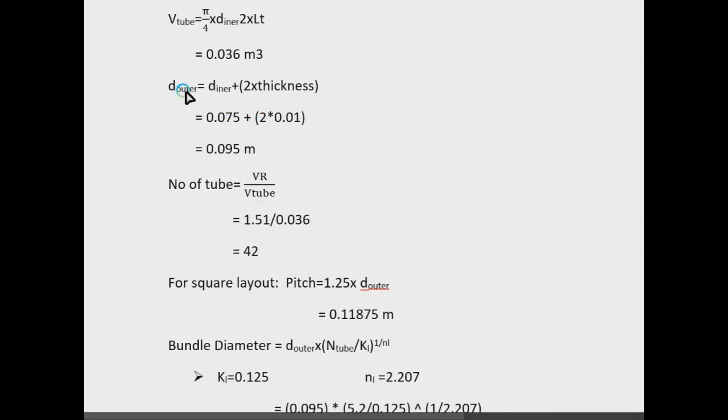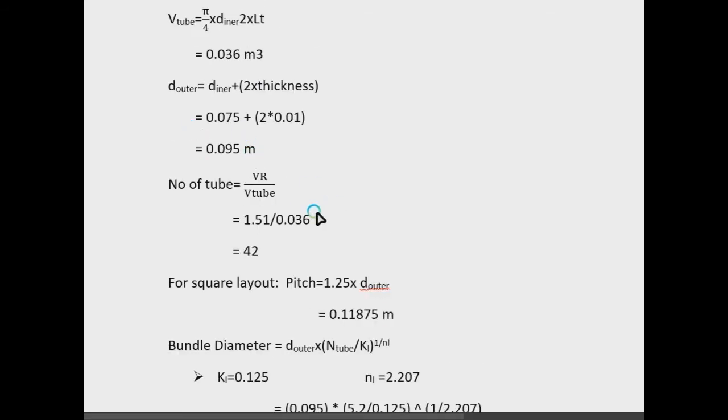Now the outer diameter is based on the Birmingham wire gauge, BWG, like 12, 14. The thickness depends on that sizing chart. In this case we have BWG 12, which corresponds to a thickness of 0.01, and the outer diameter of the tube will be equal to d inner plus 2 times thickness, 0.075.